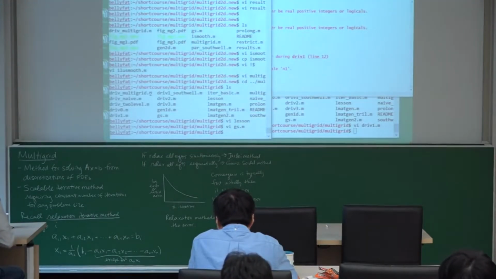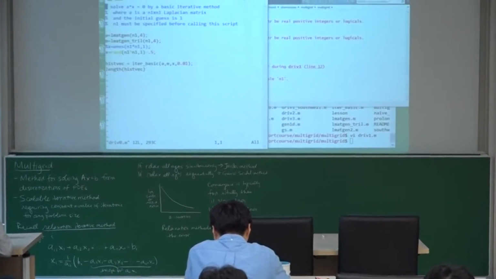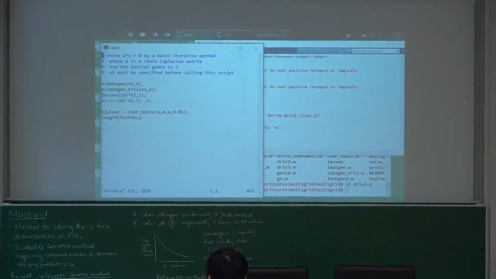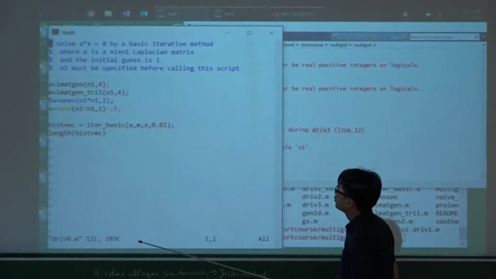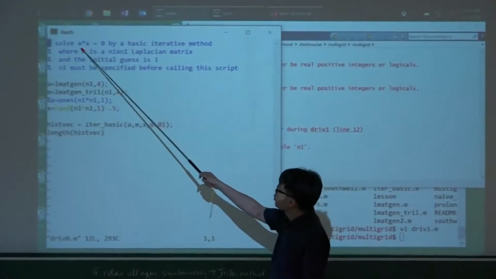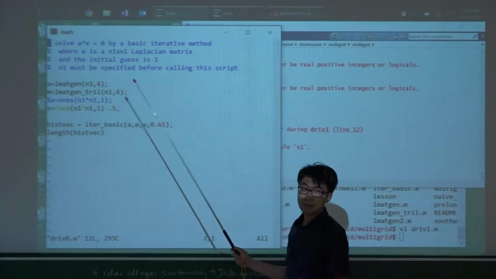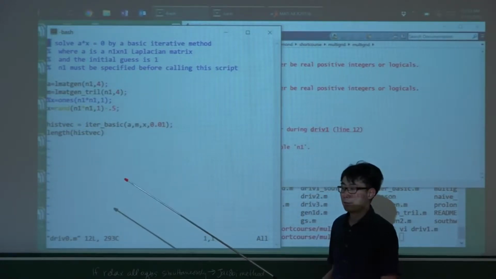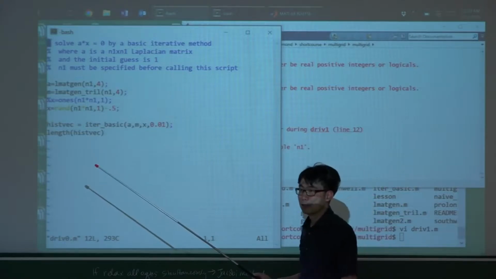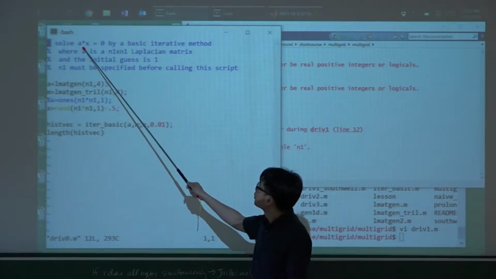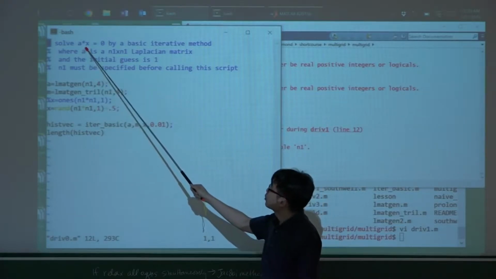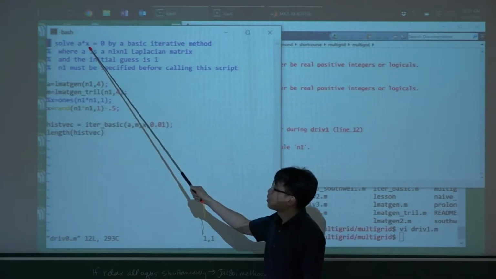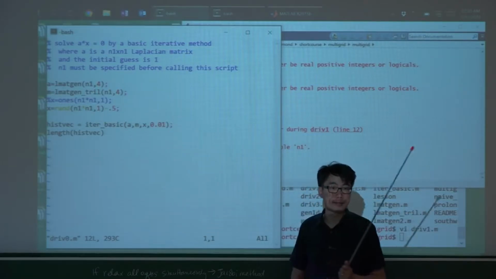So here first I have a program, a very simple program. I'm going to solve this equation, Ax equals b. A is a finite difference discretization of a diffusion problem. The right-hand side I'm just going to set to 0. And I'm going to start with an initial guess, x, that is random.